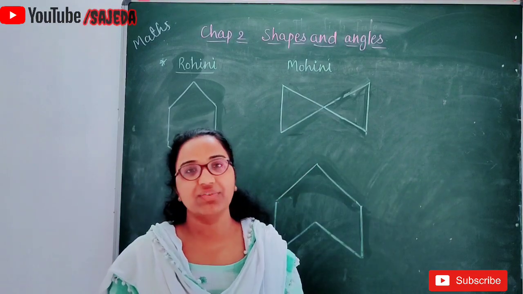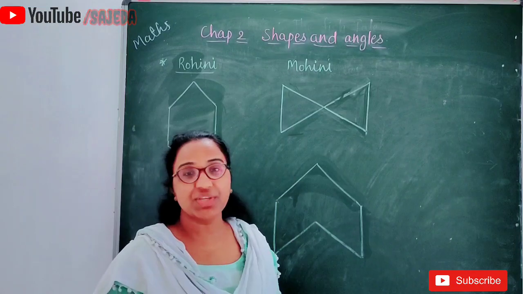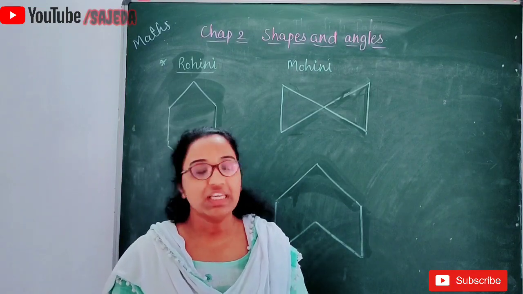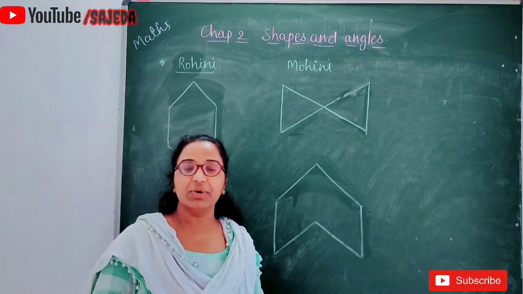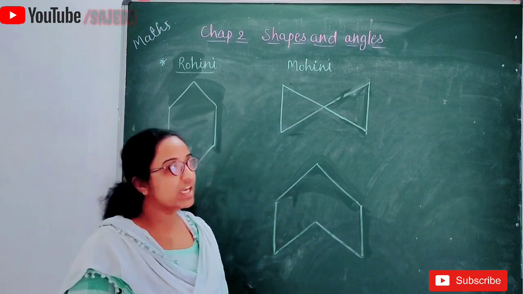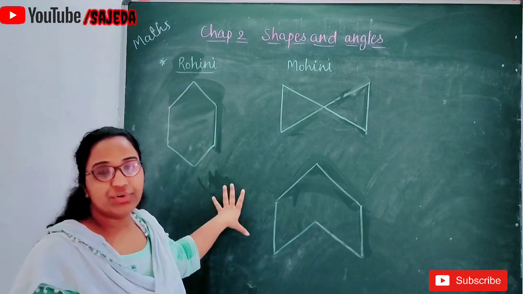In this class, we are learning the second chapter, Shapes and Angles, of class 5th. In the previous lesson, we learned about different types of angles. Now here is the topic from the textbook.